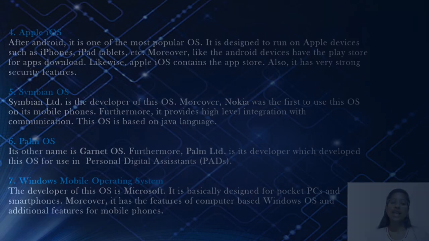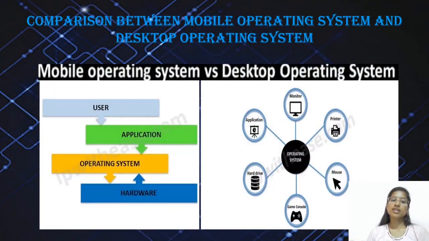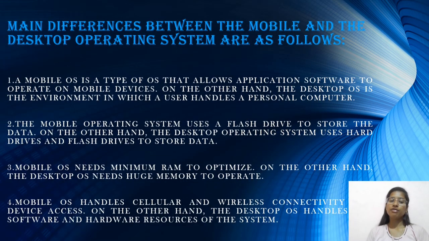The next is comparison between the mobile operating system and desktop operating systems. The main differences between the mobile and the desktop operating system are as follows. A mobile operating system is a type of operating system that allows application software to operate on mobile devices. On the other hand, the desktop operating system is the environment in which a user handles a personal computer.